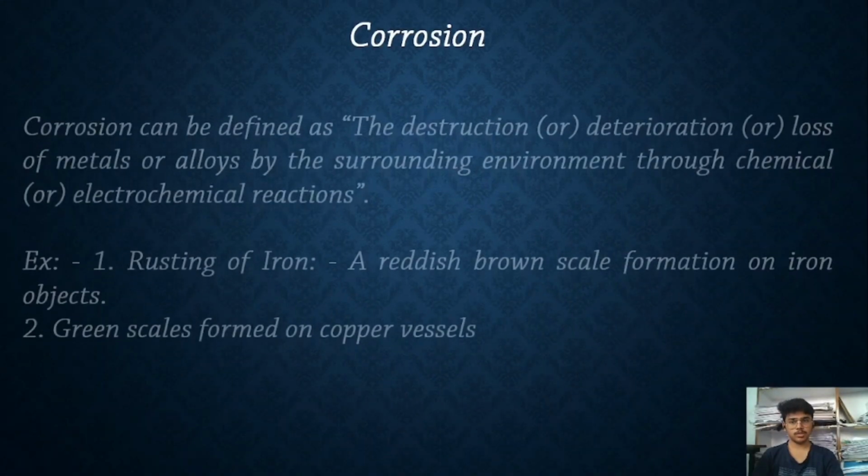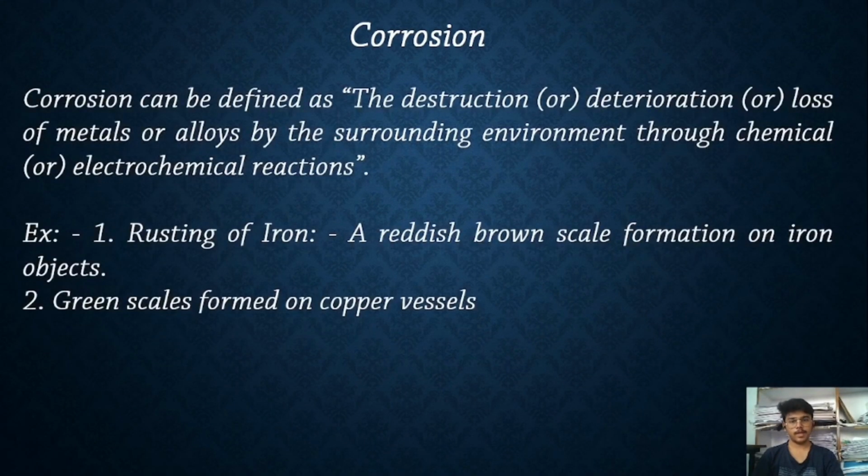What is corrosion? Corrosion can be defined as the destruction, deterioration, or loss of metal or alloys by the surrounding environment through chemical or electrochemical reactions. Example: rusting of iron, a reddish brown scale formation on iron objects, and a green scale formed on copper vessels are examples of corrosion.